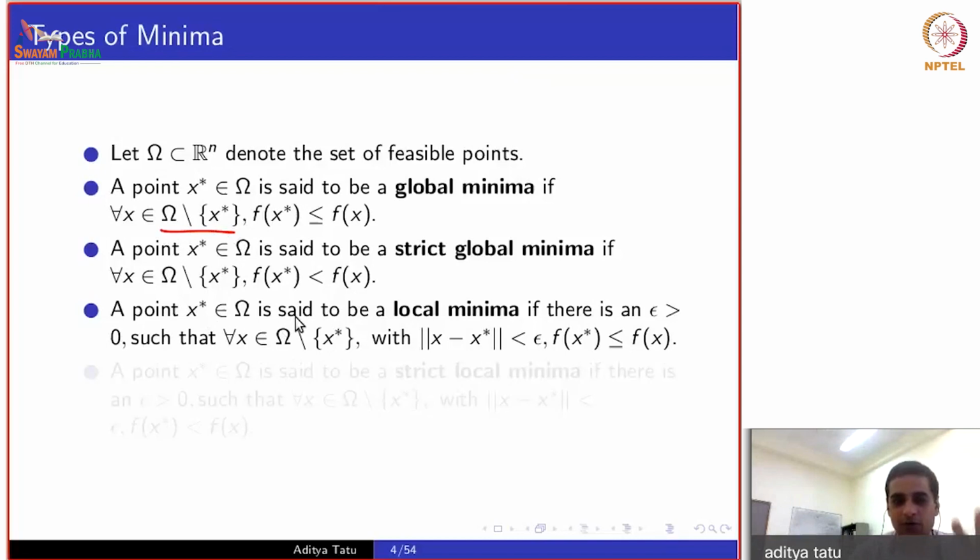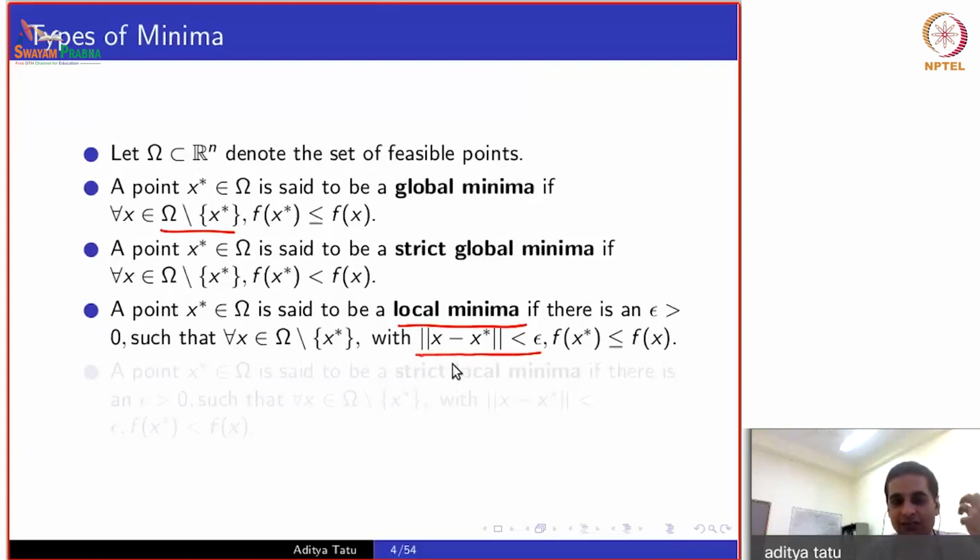Okay. So I hope global minima, strict global minima, everybody has understood. Let me now clarify what is meant by a local minima. A point x star in this set of feasible points is said to be a local minima if there is a small neighborhood, no matter how small or how big.